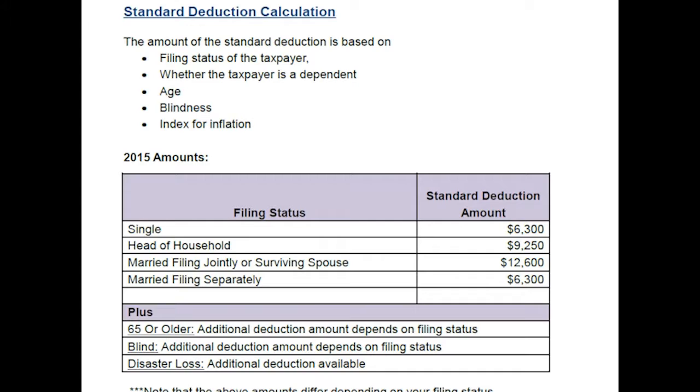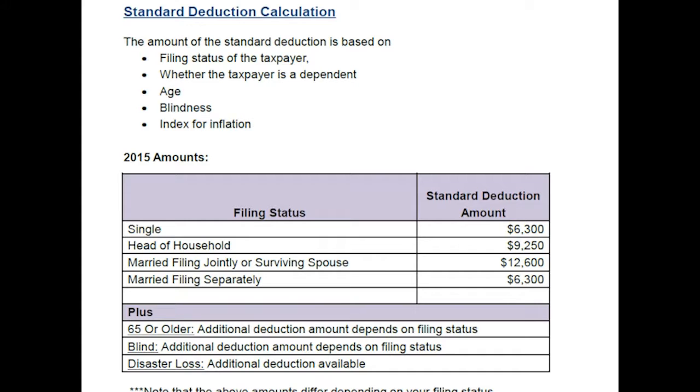Plus, if you're 65 or older, you get an additional deduction depending on status. If you're blind, you get an additional deduction depending on filing status. And if there's a disaster loss, additional deduction. So this is your standard, those amounts above, plus possibly additional ones for the three categories here.